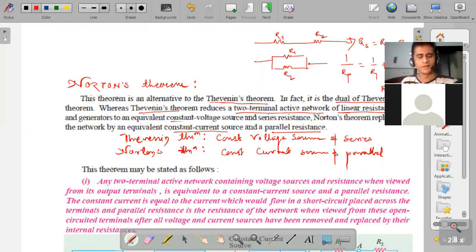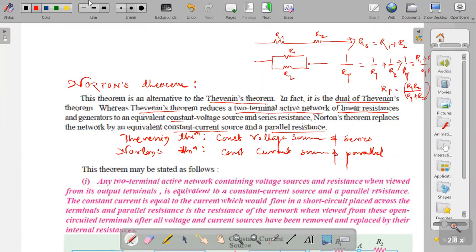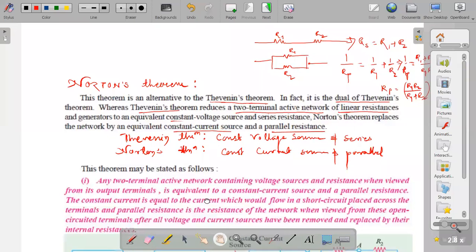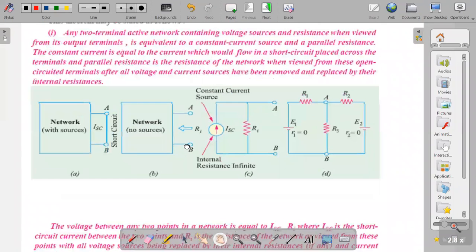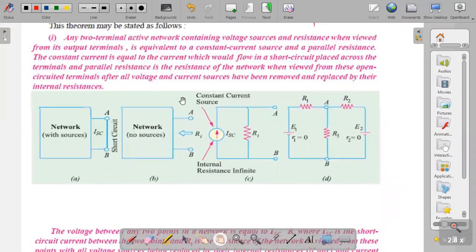Understood, dear student? Can you tell me any one application of series resistance in your daily life? Anyone? Now see, what is the statement? Now I will explain the statement. In exam, I will ask only the statement and then you can draw the diagram.